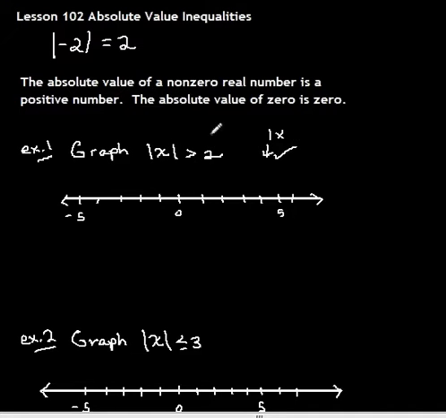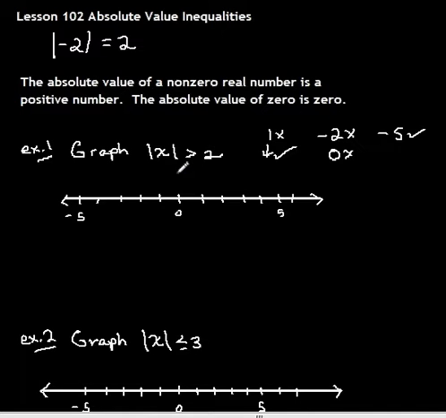Let's try some negative numbers. If I put in a -2, would that work? The absolute value of -2 is 2. Is 2 greater than 2? It's equal to 2, but it's not greater, so that one doesn't work. If we put a 0 in, is 0 greater than 2? Nope. How about a -5? The absolute value of -5 would be +5. Is +5 greater than 2? Yes. We'll learn different ways to do this later.